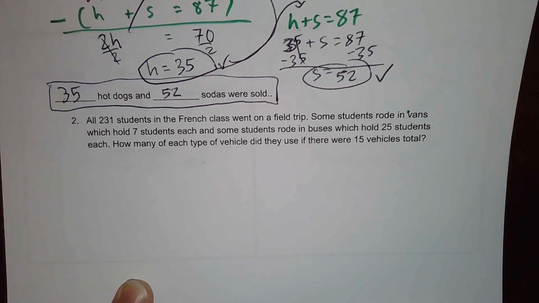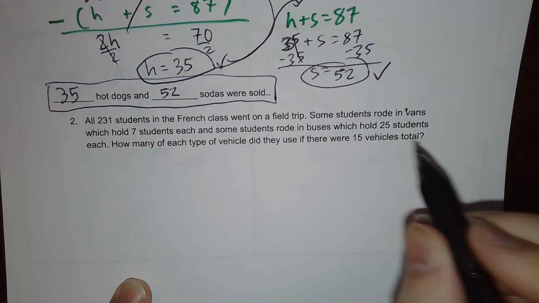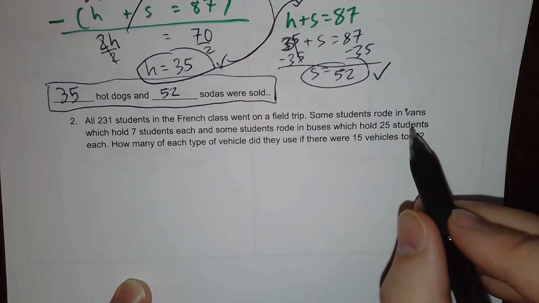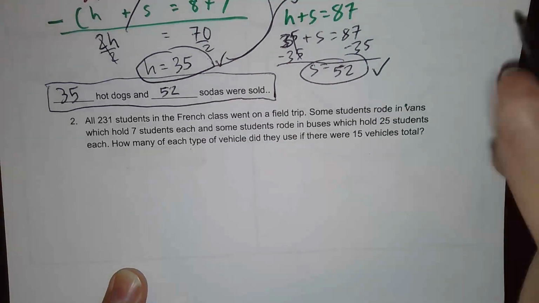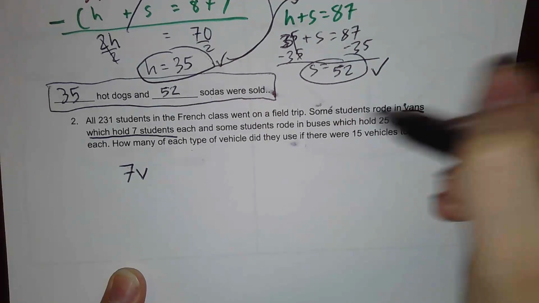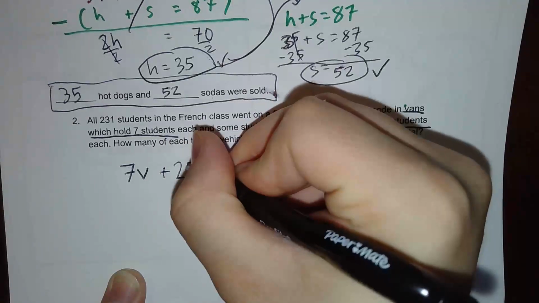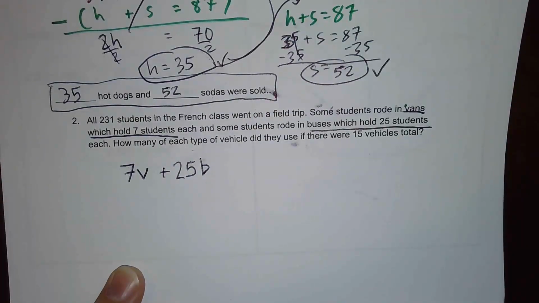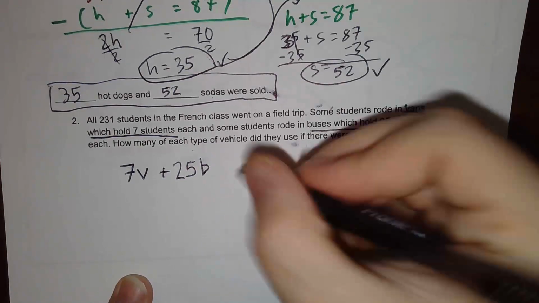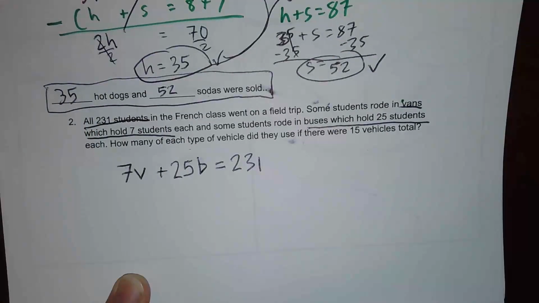Problem number 2 says, all 231 students in the French class went on a field trip. Some students rode in vans, which hold 7 students each, 7 per van, and some students rode in buses, which hold 25 students each. So I know that's 25 per bus, for a total of 231 students. So that's our first equation.